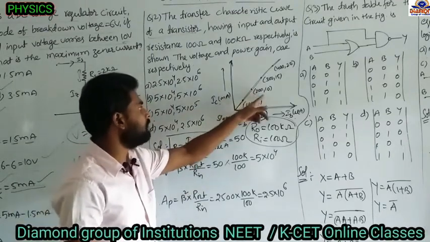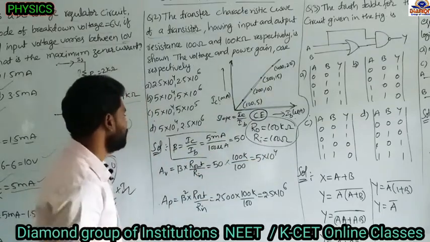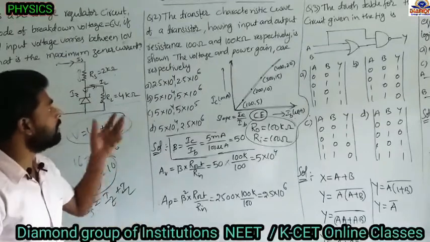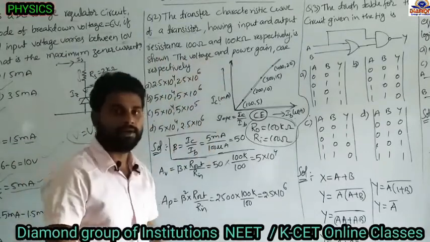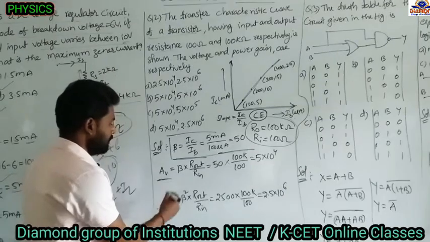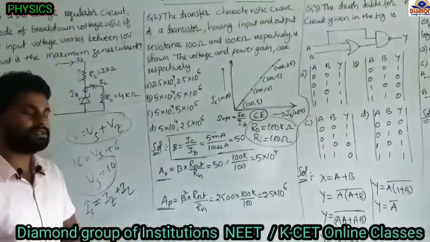You can take other points also: 10 by 200 is also 50, 15 by 300 is also 50. In every case we will get the same value. Now the current gain value is 50, but they are asking for the voltage gain and power gain. The formulas for voltage gain and power gain in common emitter configuration are given in the first video. Watch that first video also.